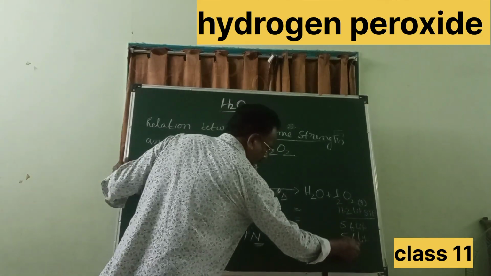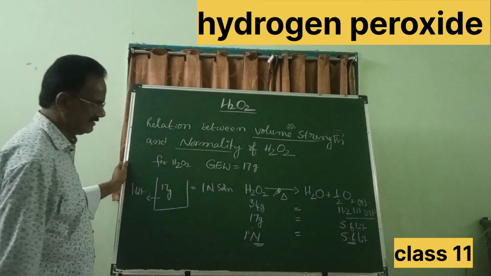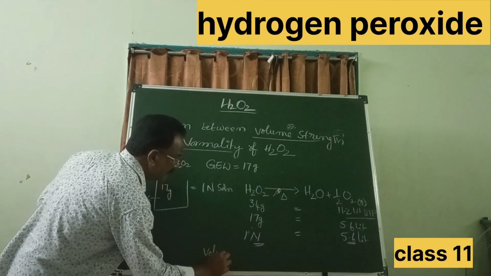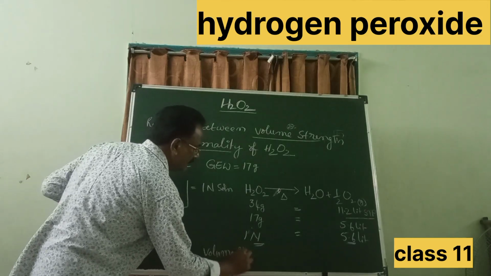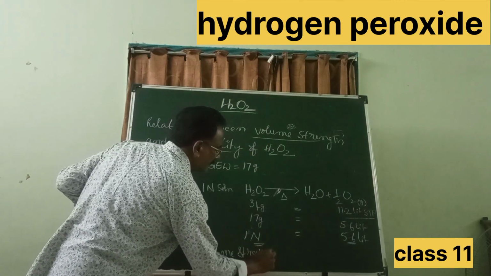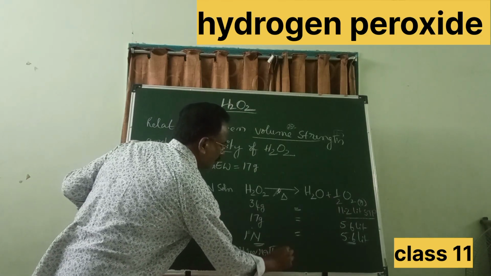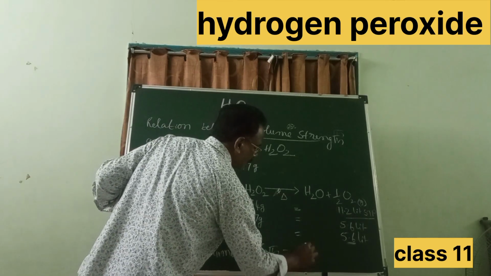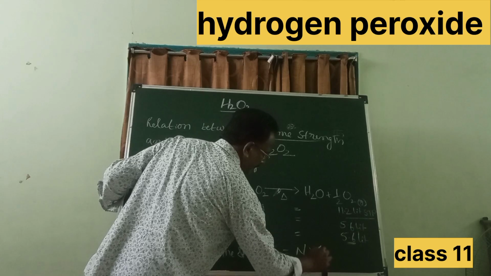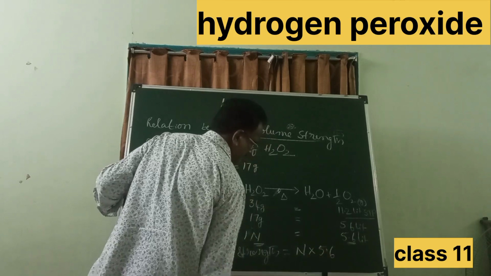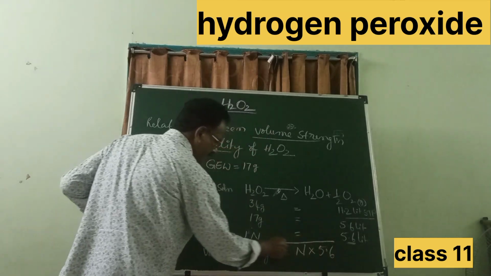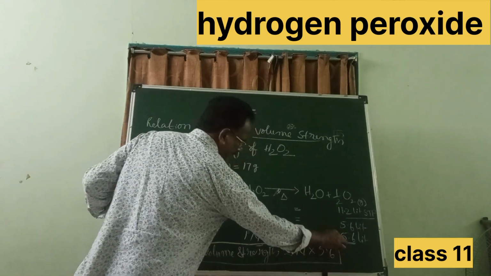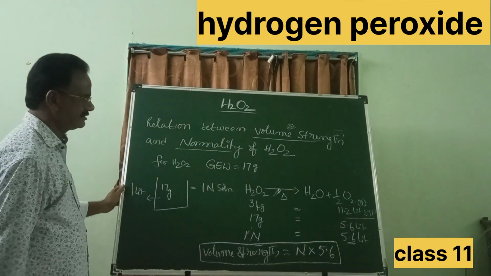From this, we can derive the relation. We can give the conclusion. Volume strength is equal to 5.6 into N, where N means normality. Is it clear? This is the relation between volume strength and normality of H2O2.